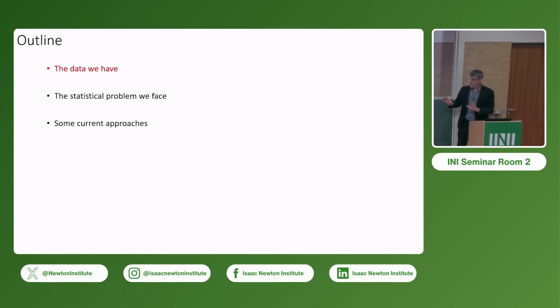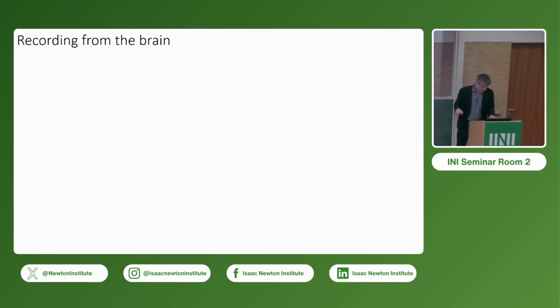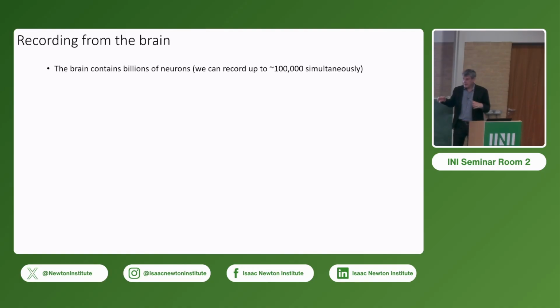All right, so first quickly about the data. This is about recording from the brain. The biological question is how the brain works, how we make decisions, how we process sensory information, how we plan what to do, how we combine sensory input with plans to make decisions, all that sort of stuff. The brain contains billions of neurons, and we can now, in mice, record up to around 100,000 of them at once, which is a tremendous opportunity for really figuring out how the brain works.